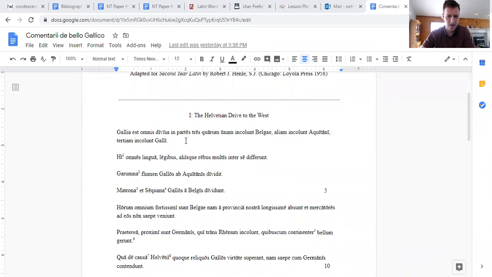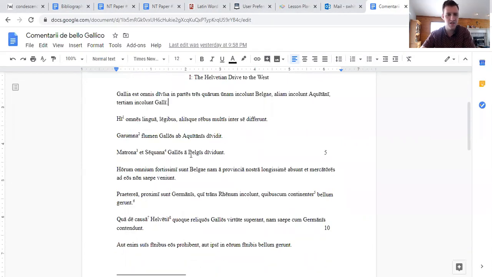So we got through the first line on Wednesday in our live meeting, but we have Gaul. The whole of Gaul is divided into 3 parts, of which one the Belgians inhabit, another the Aquitani inhabit, and a third the Gauls inhabit. Okay, and remember we talked about this relative pronoun quorum, genitive plural feminine, its antecedent is partes, 3 parts of which one the Belgians dwell in, another the Aquitani, and a third the Gauls.